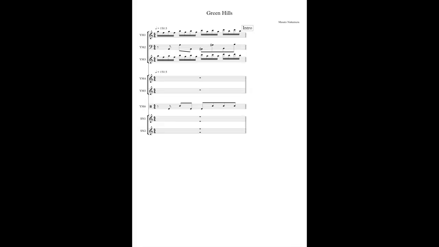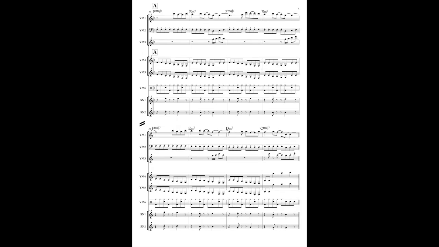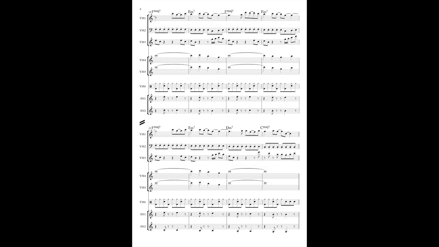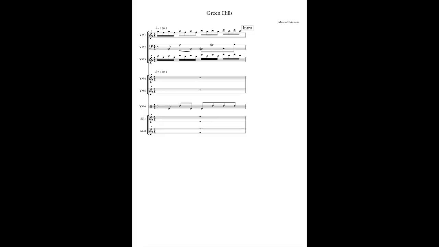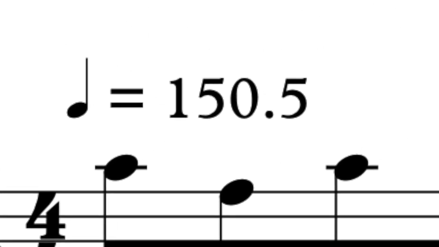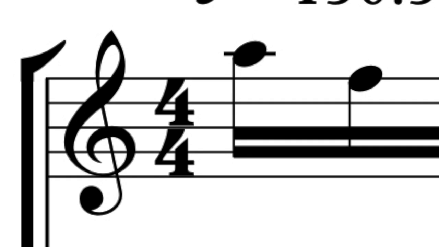As I did in my previous Rescore, I transcribed the Green Hills theme to properly understand the music and extract all the information in it. So let's take a look and see what we get. First of all, the basics. We are in 4/4, up-tempo, 150.5 beats per minute, and no key signature.